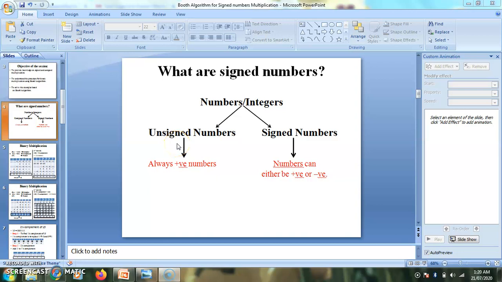What are signed numbers? In the earlier session we studied about it. Basically, numbers are represented in unsigned and signed manner. Unsigned numbers are the numbers which are always positive, and signed numbers are the numbers which can be either negative or positive. So we have already studied about it.